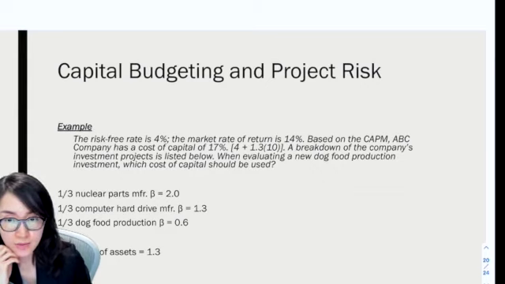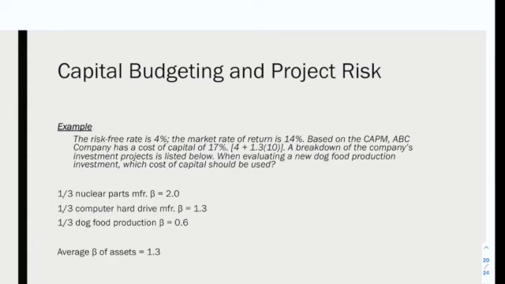Okay, let's look at one example. The risk-free rate is 4%. The market return is 14%. Based on CAPM, this company has a cost of capital of 4 plus beta 1.3. Here I think we forgot to mention the beta is 1.3 times (14 minus 4) risk premium, which equals 17%. That is the company's cost of capital. A breakdown of the company's investment projects is listed below.